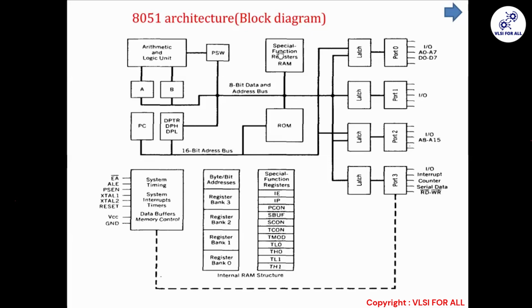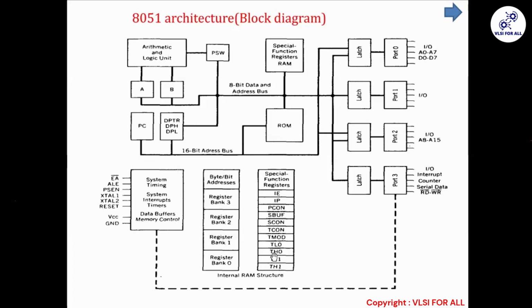So some special function registers are there. And which are these special function registers? These are the special function registers: Interrupt Enable, IP, PCON, SBUF. We will go for them wherever required. These are all special function registers. Keep in mind, they play a very important role in programming. SFRs they are called.